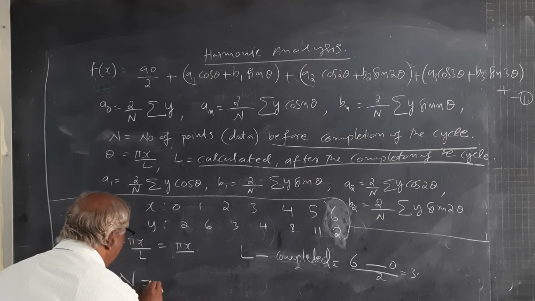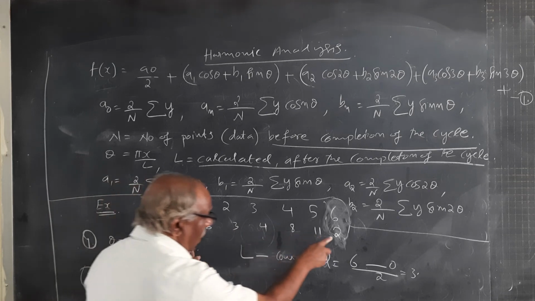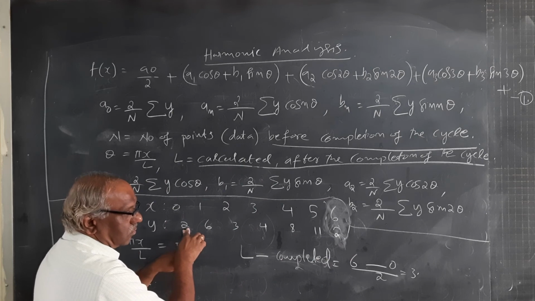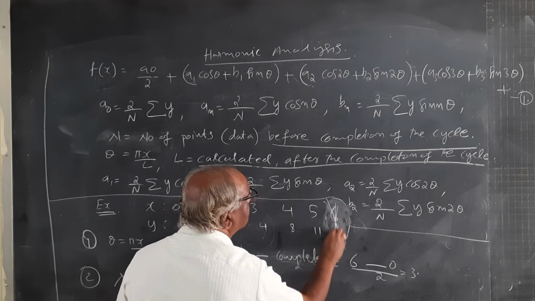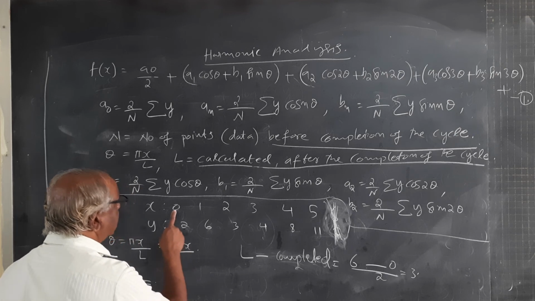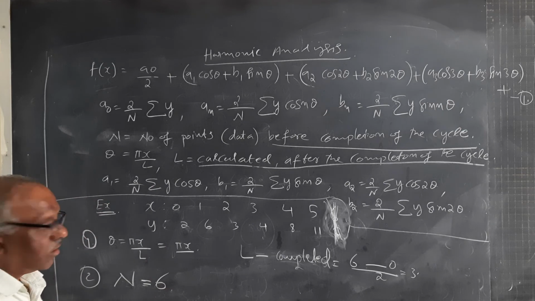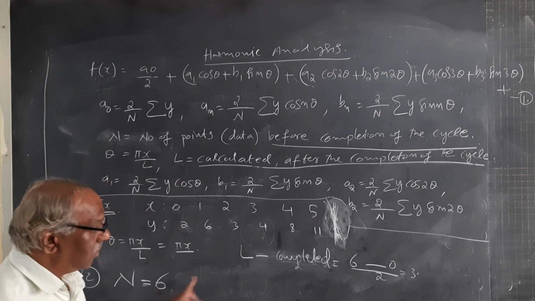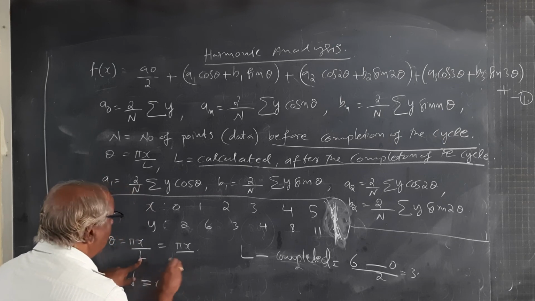To calculate N, if the first output and last output are the same, I have to remove either the last one or the first one. Now suppose I remove this. What is capital N? Capital N is the number of points: 1, 2, 3, 4, 5, 6. So capital N is 6. L is equal to 3. So theta is equal to pi x by L.